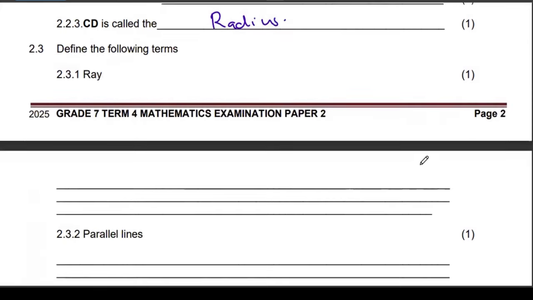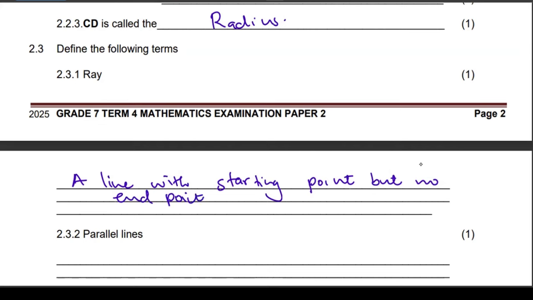Then they want us to define the following terms. What's a ray? So we know that a ray is a line with a starting point but no end point. Usually it is in an arrow kind of format. For as long as we see the arrow heading, that's basically a ray. Starting point, no end point.